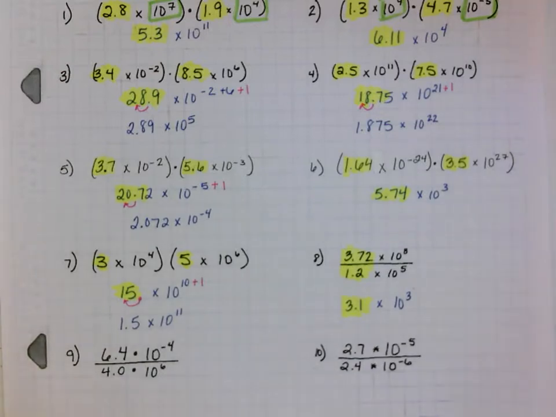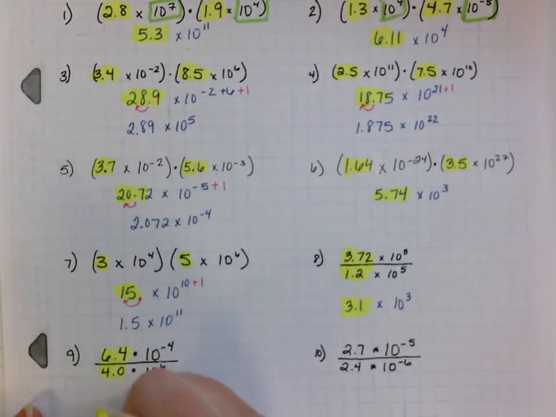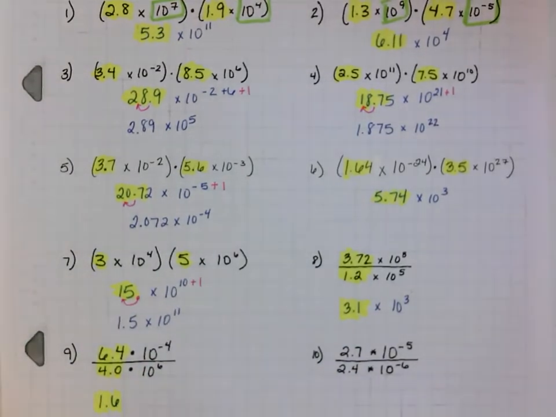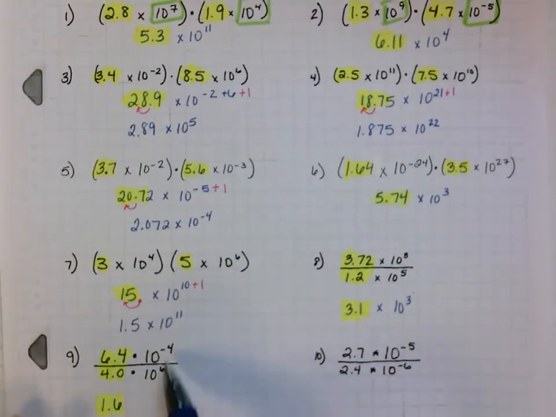In number 9, I need to look at my front numbers first. So we'll take the 6.4 divided by 4.0, which will give me 1.6. And then for the negative 4 and the 6, when you've got negative exponents and you're subtracting, you just want to keep an eye out because they can be a little tricky.